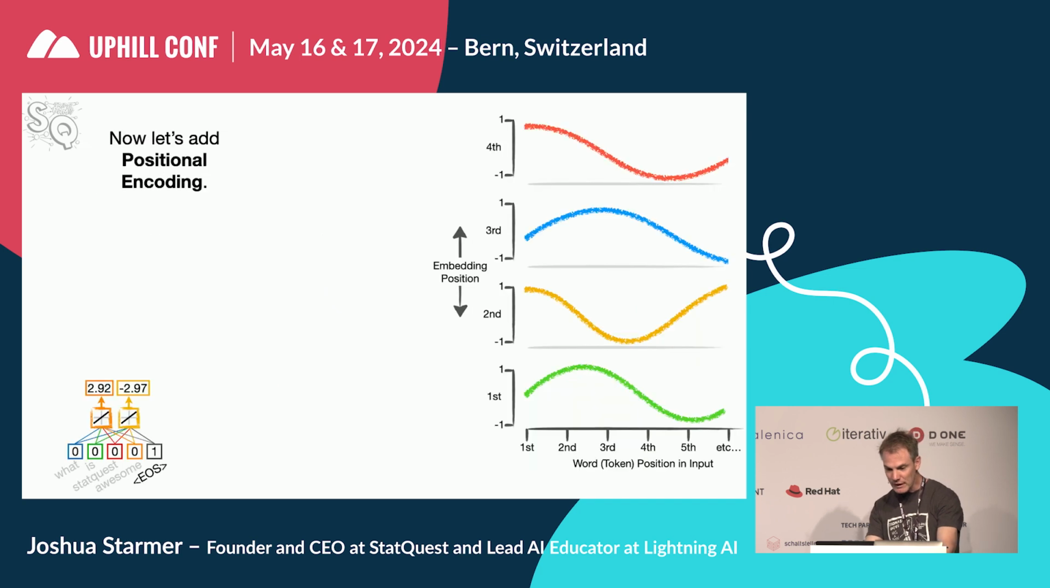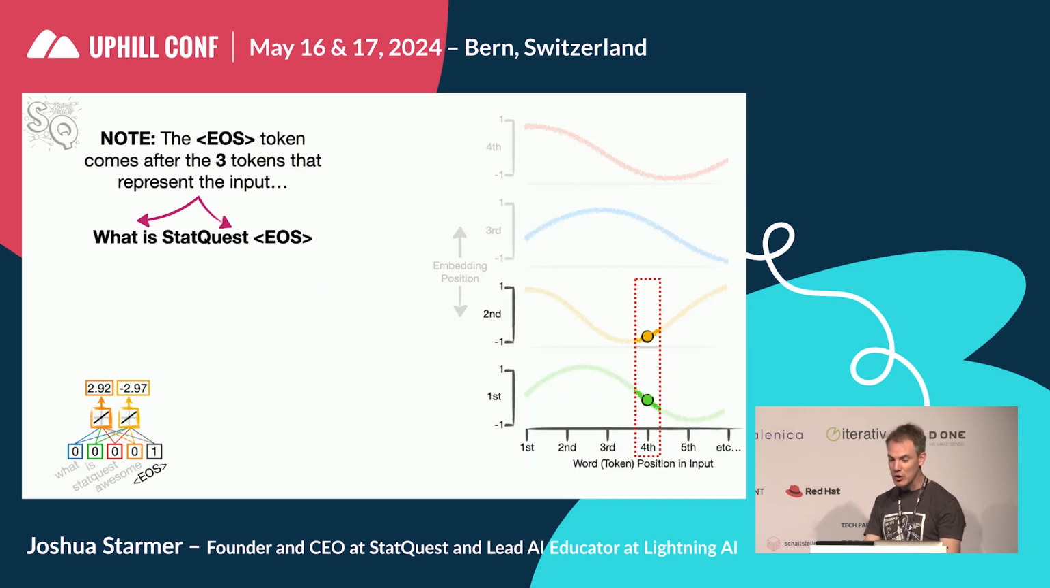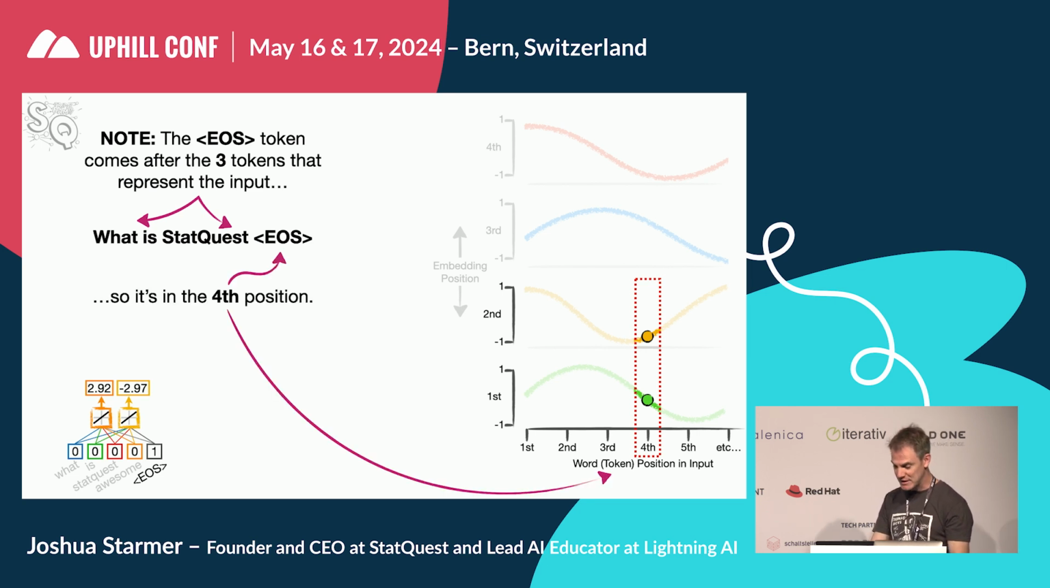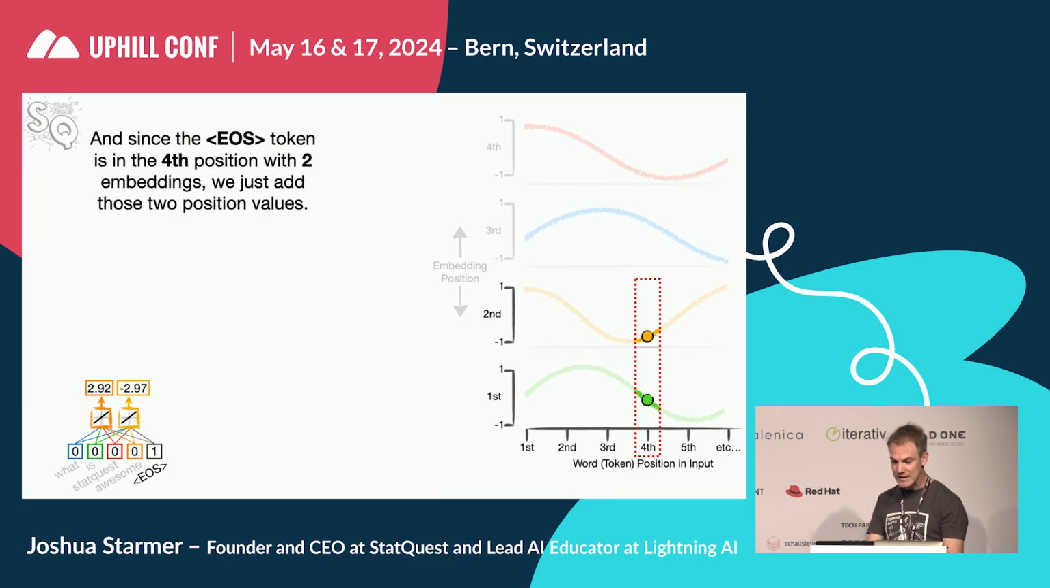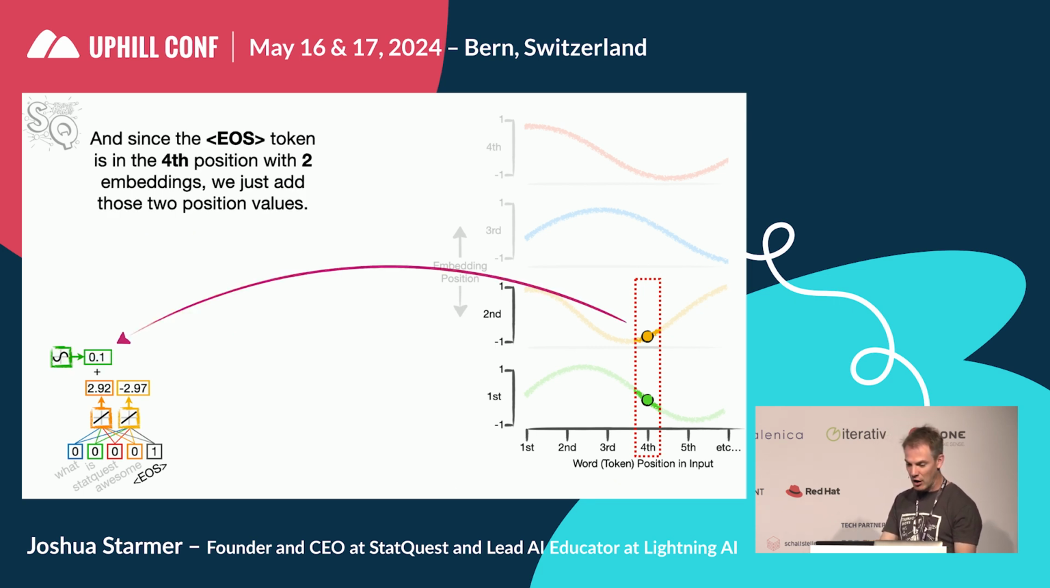Bam. Now let's add positional encoding. Note, the EOS token comes after the 3 tokens that represent the input. So it's in the 4th position. And since the EOS token is in the 4th position with 2 embeddings, we just add those 2 position values.